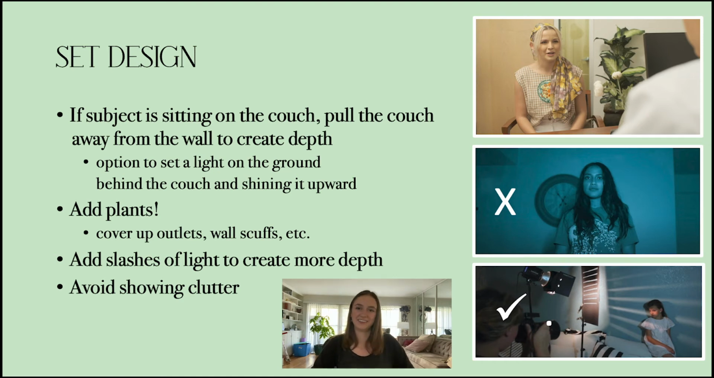And if you want to get even fancier, you can put a light on the ground behind the couch and shine upwards. Sometimes we do that with fun colors. A lot of our friends have light sticks that have lots of different colors on them, and it helps create different feelings and moods. And so sometimes we'll put it behind the couch or behind a TV just to add a little extra pizzazz to the shot.